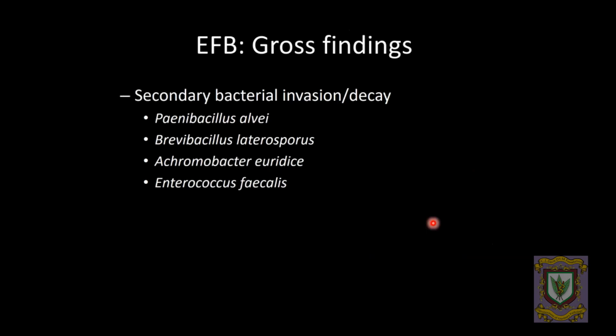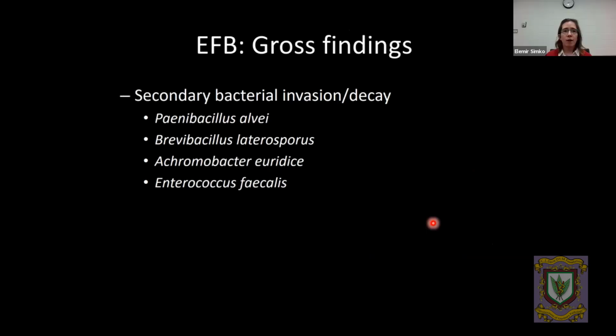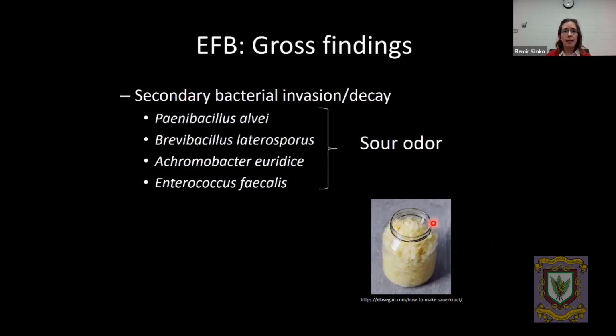Once the larva dies, there is potential invasion by other secondary bacteria that will result in decay of the larva. And some of these secondary bacterial invaders are listed here. This secondary bacterial invasion is responsible for the reported sour odor associated with this disease, hence the name foulbrood. And the odor is reported to be similar to sauerkraut or sour milk.